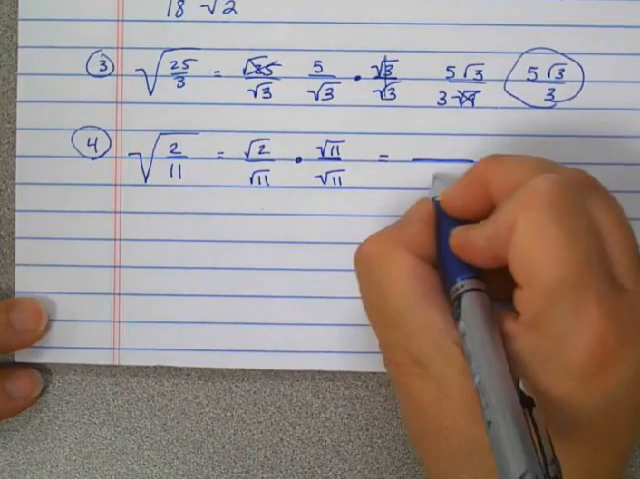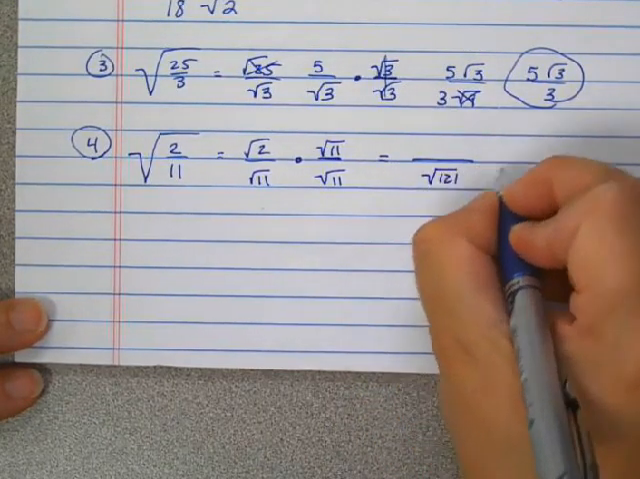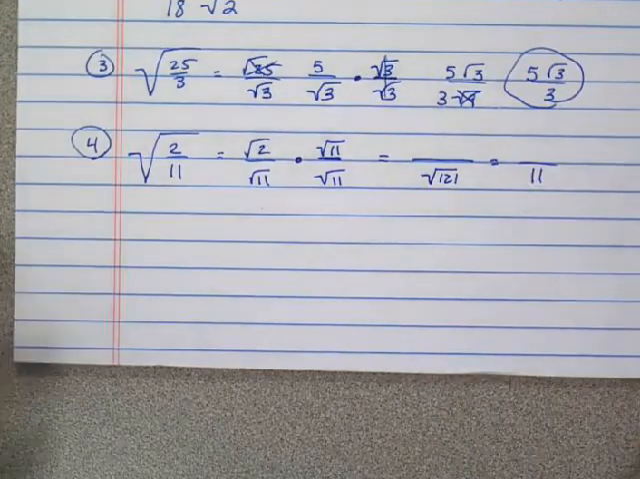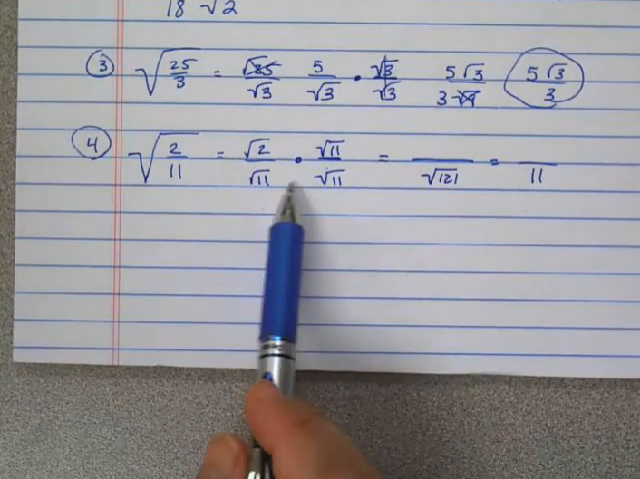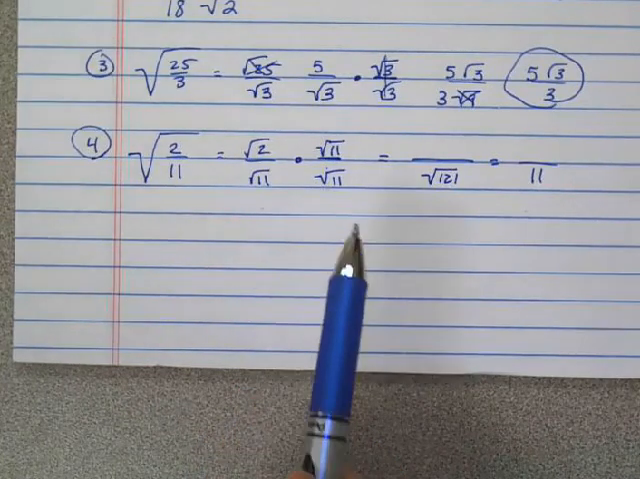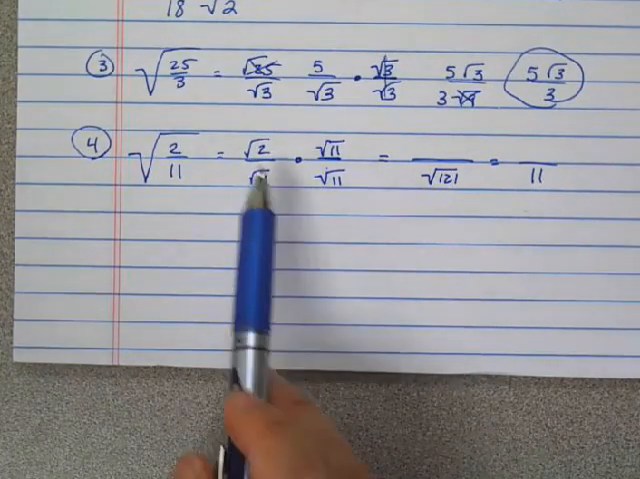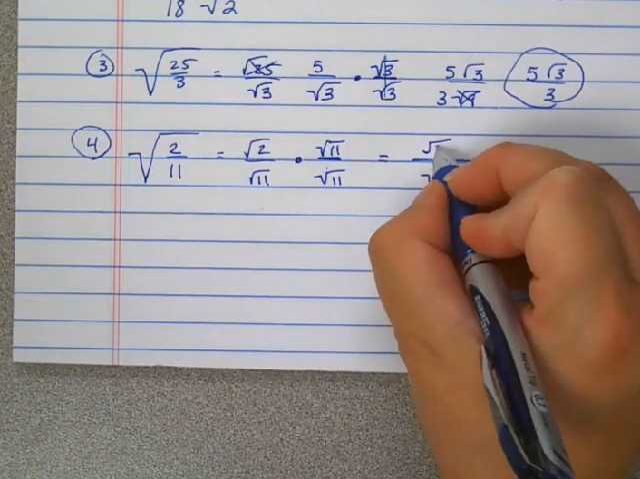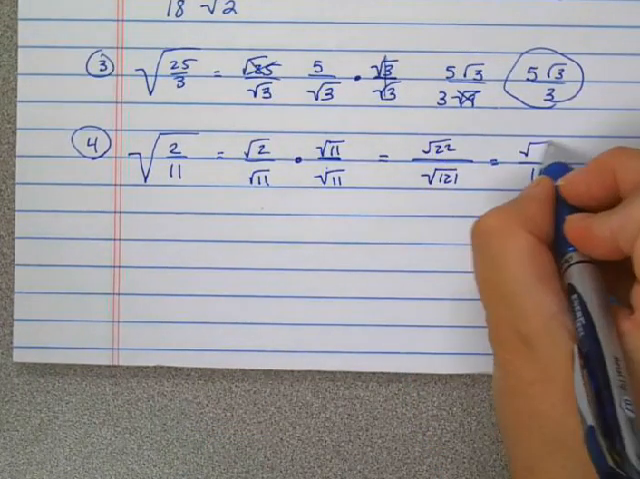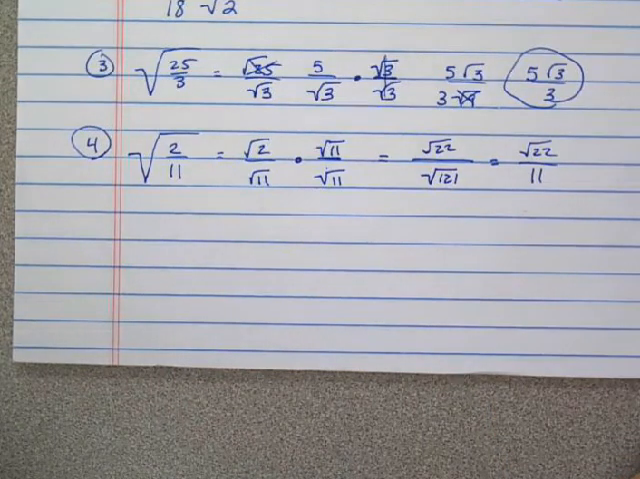So on the bottom now I have square root of 121, which is just 11. So notice the big one that I'm choosing is always going to be whatever is in the denominator because that's the radical that I'm trying to get rid of. So now on the top I have square root of 2 times square root of 11, which is square root of 22. So my answer would be square root of 22 over 11.